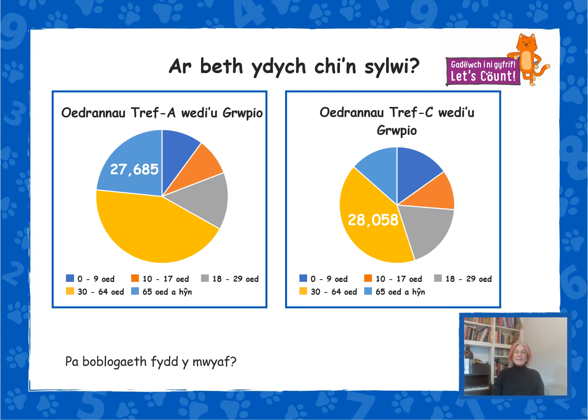So here you can see the information for A town and C town side by side. So given this information, do you think A town is bigger than C town, or C town is bigger than A town? So pause the recording and have a think.